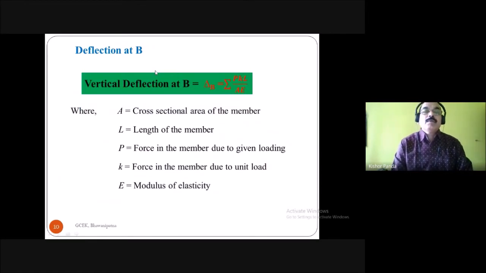This is the formula. The vertical deflection at B, delta B, is equal to summation of PKL divided by AE, where A is the cross-sectional area of the member, L is the length of the member, P is the force in the member due to the given loading, K is the force in the member due to the unit load, and E is the modulus of elasticity. So using this formula, you can find the vertical deflection at B.